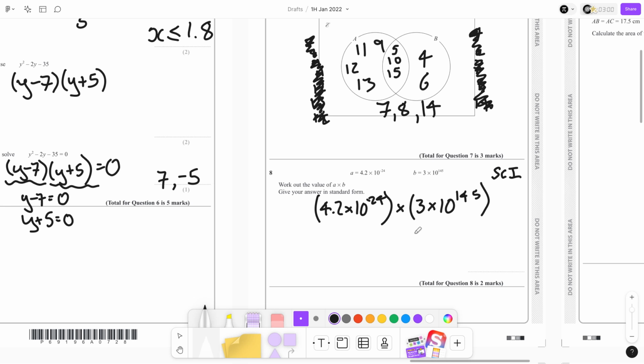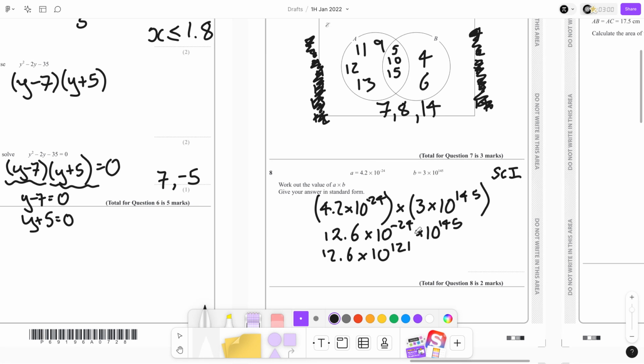So 4.2 times 3, that's 12.6, times 10 to the minus 24, times 10 to the 145. Now remember, when we've got this, we just add the indices. That's what we did in question 1. So we're going to go 12.6 times 10 to the 121.